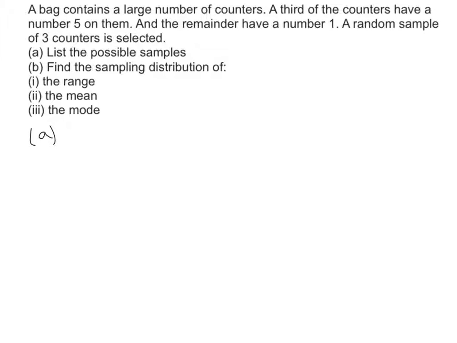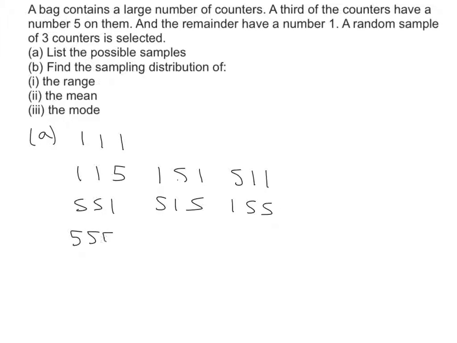So for part A, the way I like to do it is start numerically. So I start with, we could have a sample with 3 1s. We could have a sample with 2 1s and a 5. And that could come up in a variety of combinations. So it could be 1 1 5, could be where the 5 is the second one drawn, or it could be where 5 is the first one drawn. Now, I want to look at where there's 2 5s and 1 1, so that could be 5 5 1, 5 1 5, and 1 5 5.